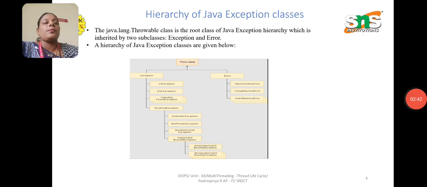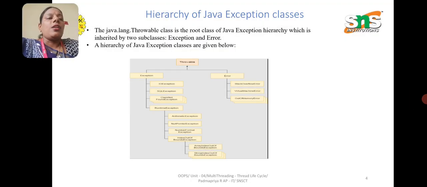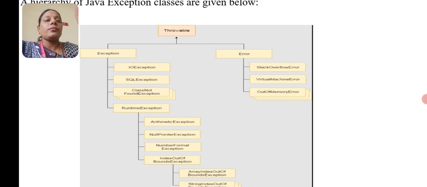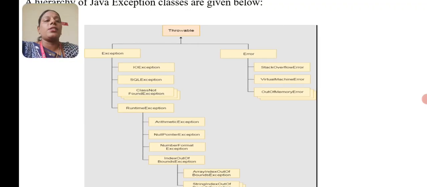Hierarchy of Java exception classes. The Java Throwable class is the root class of the Java exception hierarchy, which is inherited by two subclasses, Exception and Error. A hierarchy of Java exception classes is given below. So Throwable has two types, Exception and Error. First, in Exception: IOException, SQLException, ClassNotFoundException, RuntimeException. In Error: StackOverflowError, VirtualMachineError, OutOfMemoryError.